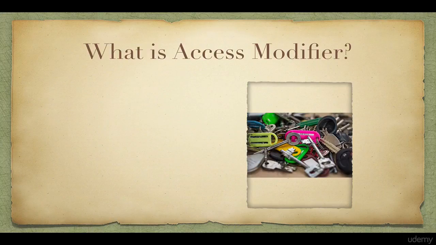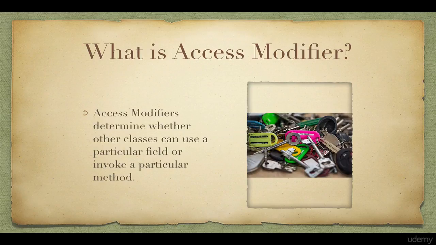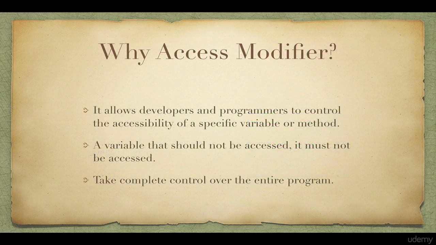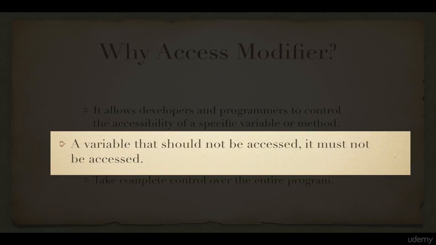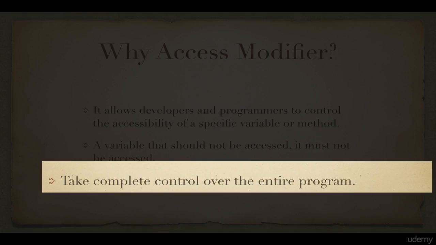So what is an access modifier? Access modifiers determine whether other classes can use a particular field or invoke a particular method. So why do we use access modifiers inside our projects? They allow developers and programmers to control the accessibility of a specific variable or method. A variable that should not be accessed must not be accessed, so we use an access modifier to determine that. And finally, we can take complete control over the entire program by using access modifiers.